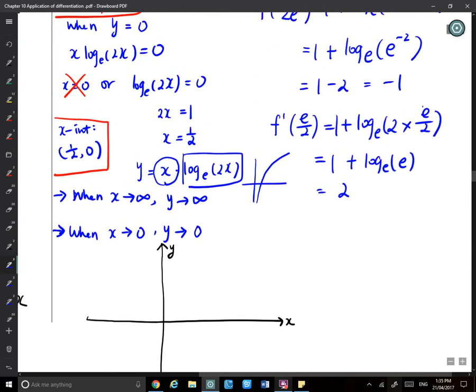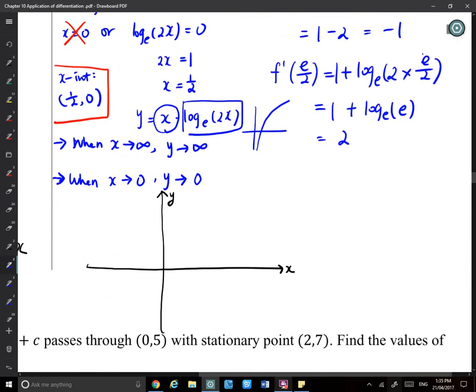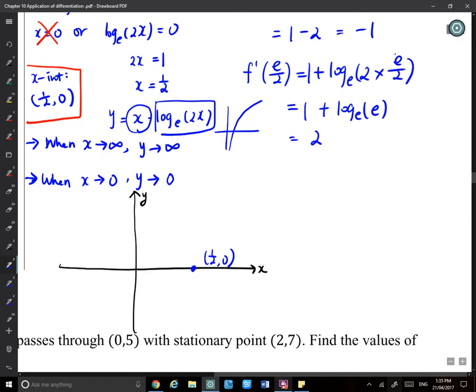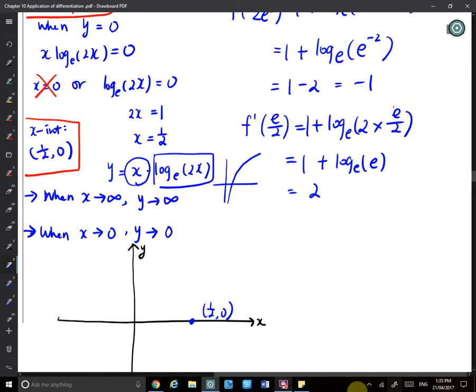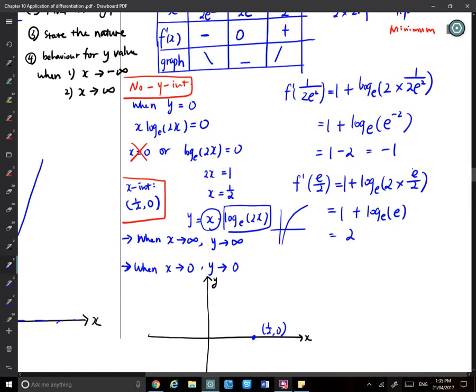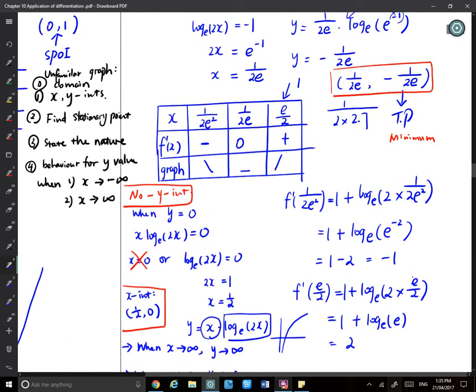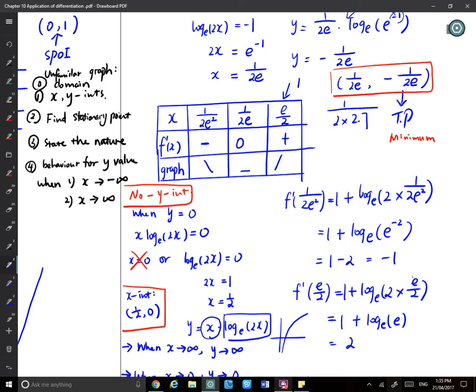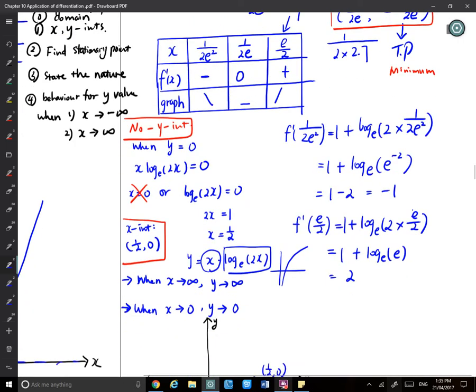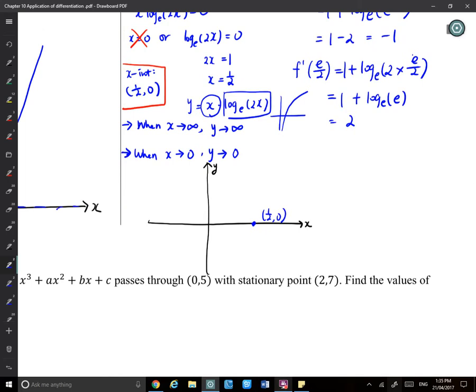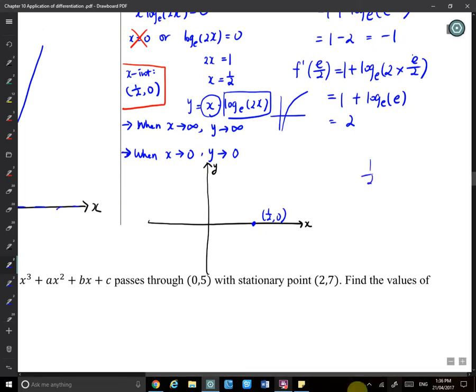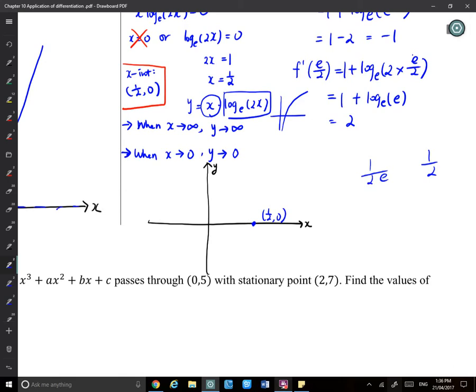Okay, first you have a half and 0. Let's make it here, a half and 0. And then you have one turning point. Where's the turning point? The turning point is 1 over 2e. Do you think 1 over 2e is greater or smaller than half? Smaller sign or greater sign here?